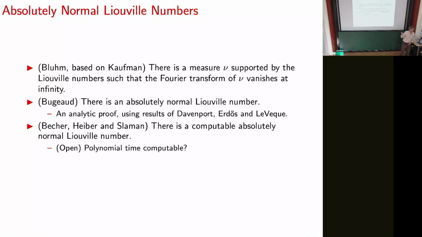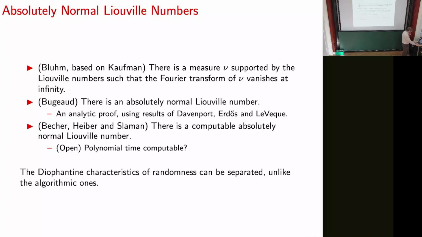Okay, it's open. There isn't a polynomial time computable one, even close to linear time. By a result of Lutz and Mayordomo, there is a polynomial time computable absolutely normal number. It's open whether you can give a fast algorithm to produce a number like this. Okay, so that tells us that Diophantine characteristics of randomness can be separated. You can look highly non-random in that you're a Liouville number from the point of view of approximation of the initial segments. At the same time, you look statistically random because the digits in every base are equally distributed.